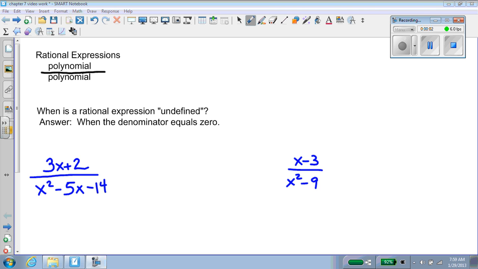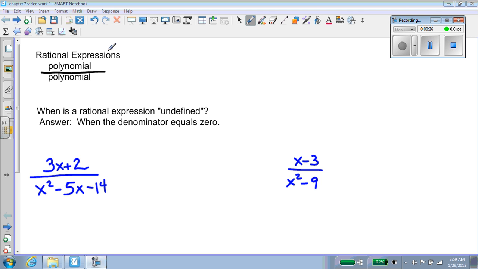Today we're going to begin our discussion of rational expressions. A rational expression is defined as a polynomial numerator over a polynomial denominator. So all the work that we have done in chapters 5 and 6 with polynomials will play a big role in this chapter on rational expressions.